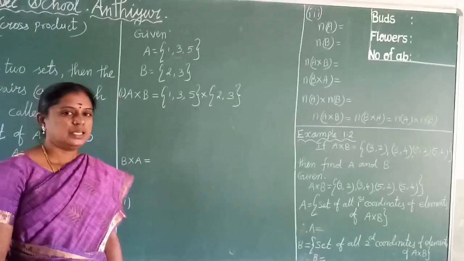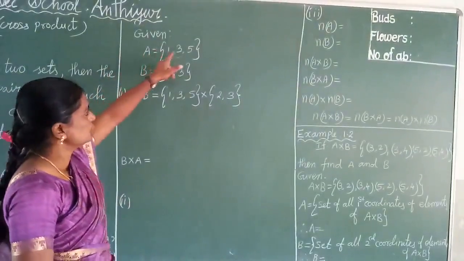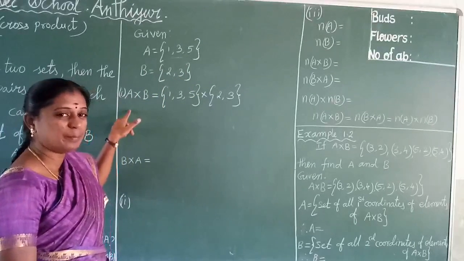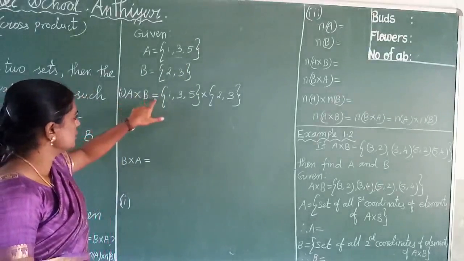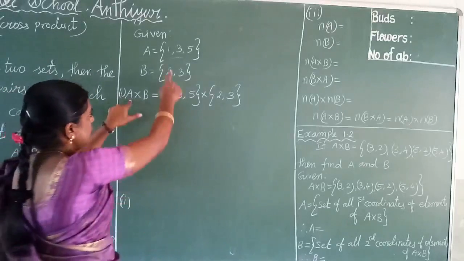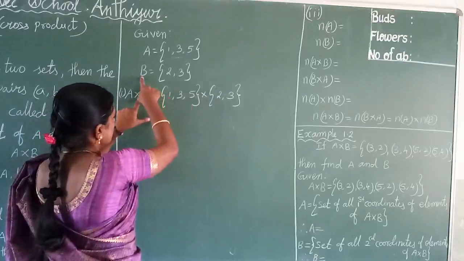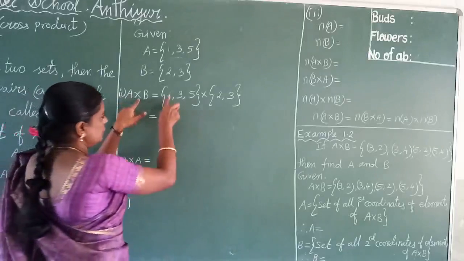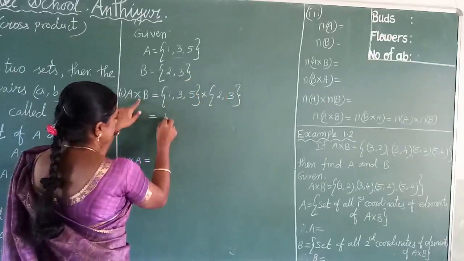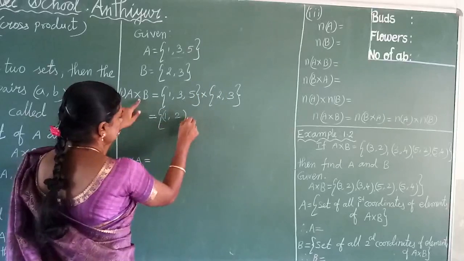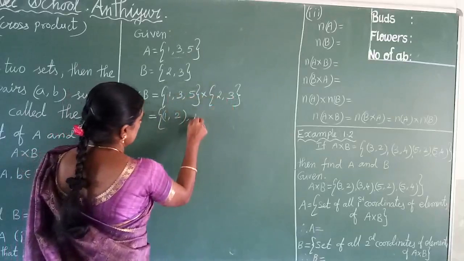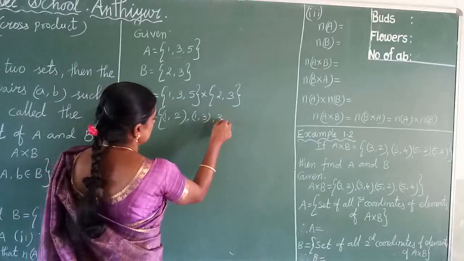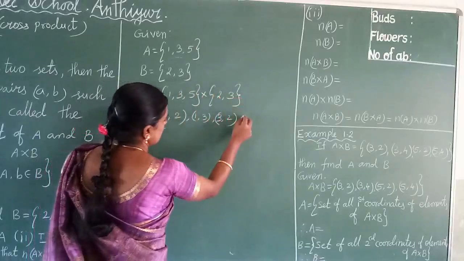Is it clear? Here given A equals {1, 3, 5}, B equals {2, 3}. First option, what do we want to find? A cross B and B cross A. So A cross B, here first A is given, so write the A elements 1, 3, 5 cross B elements 2, 3. A cross B means ordered pairs. So first 1 with 2, so (1, 2). Next (1, 3). Second, (3, 2). Next (3, 3).